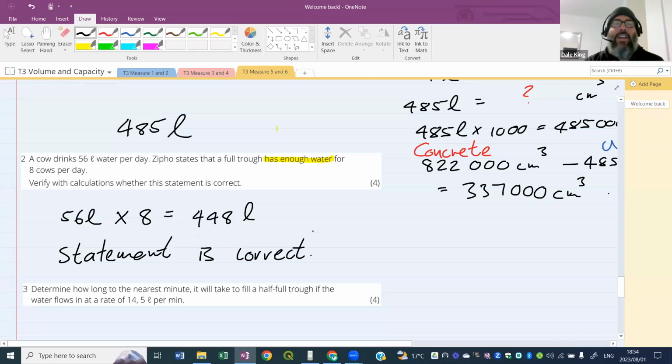You knew the calculation and you jumped to the calculation. Be careful. The question says has enough water. Does it have enough? If the question was, is it the exact amount, then it wouldn't be correct, but it has enough. Okay. Question 3.